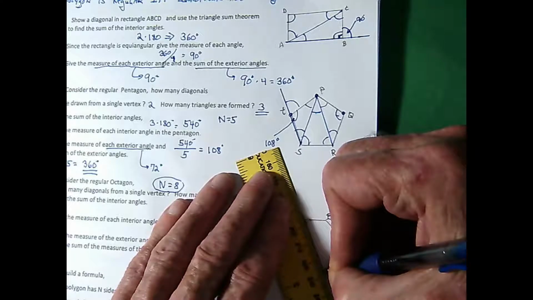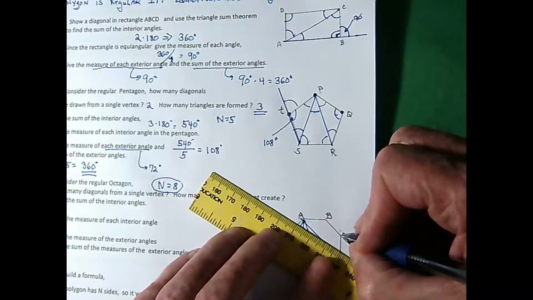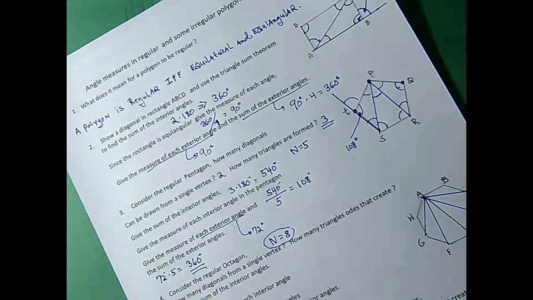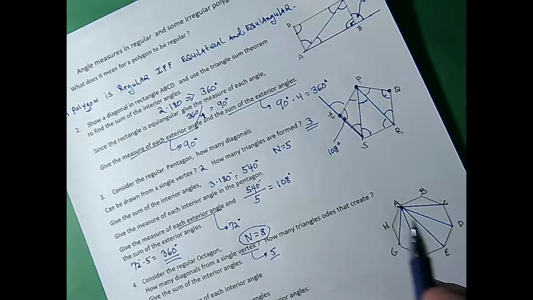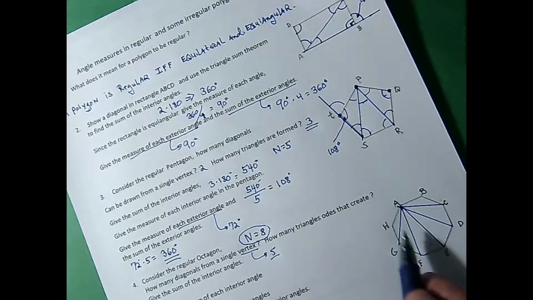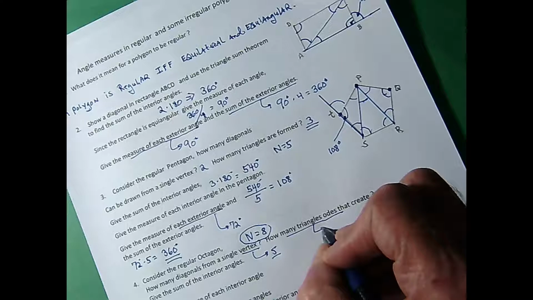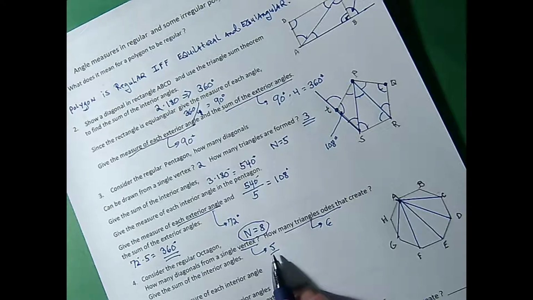3, 4. Yeah, I can draw 5 of them. Had to leave those 3 out. The diagonals from a single vertex, I can get 5 of them. How many triangles does that create? And every time, well, I have 6 such triangles, don't I? It creates 6. Always one more than the number of diagonals that I had.